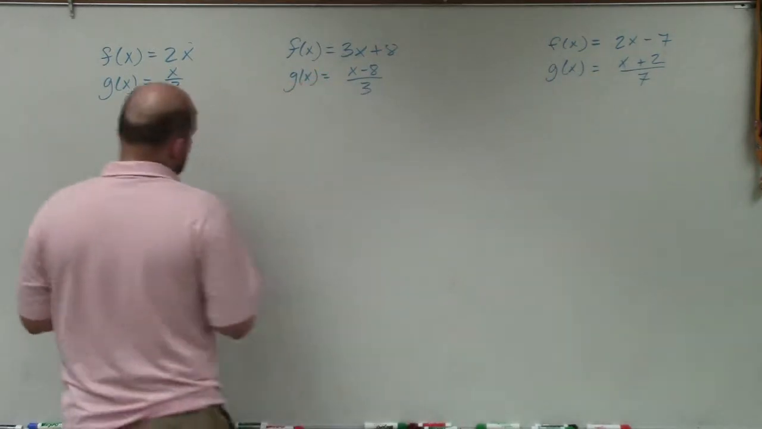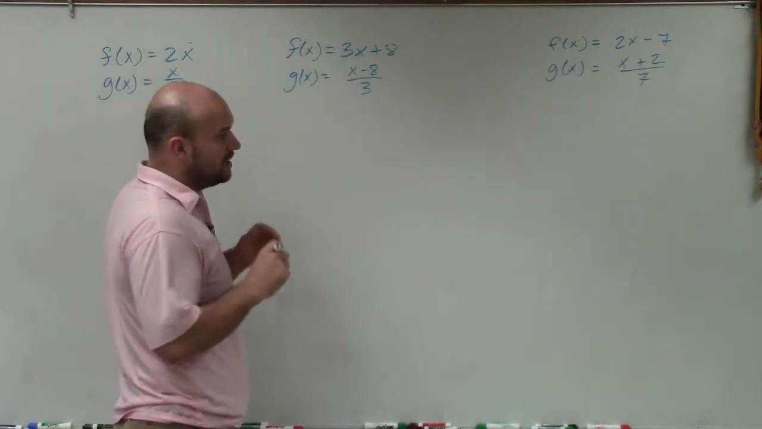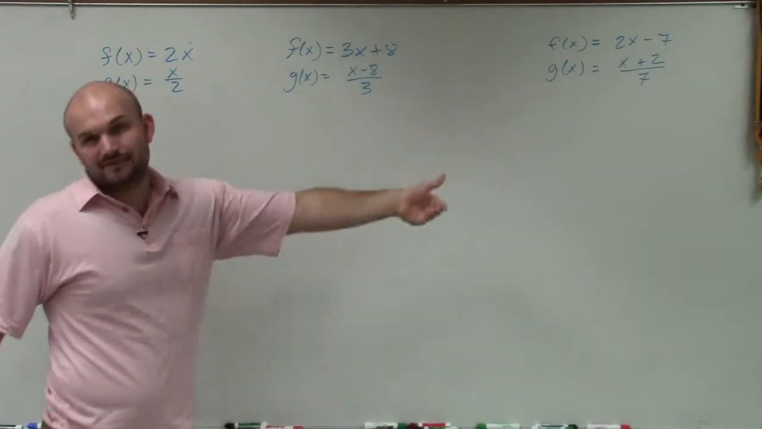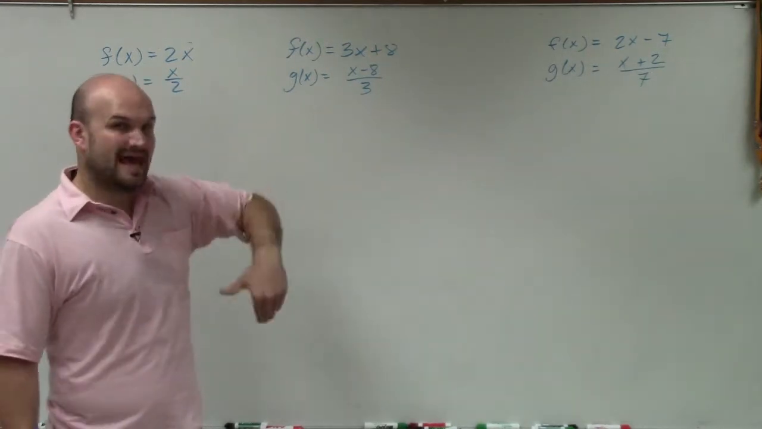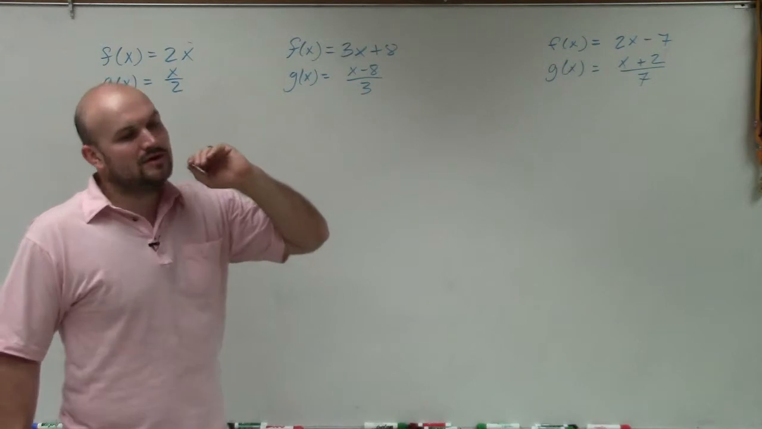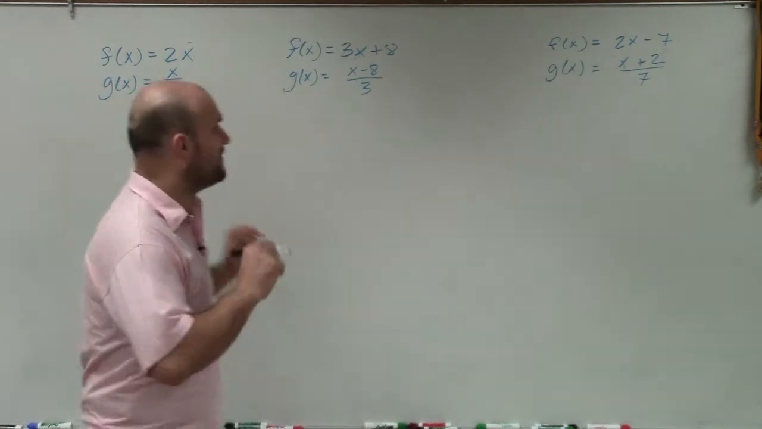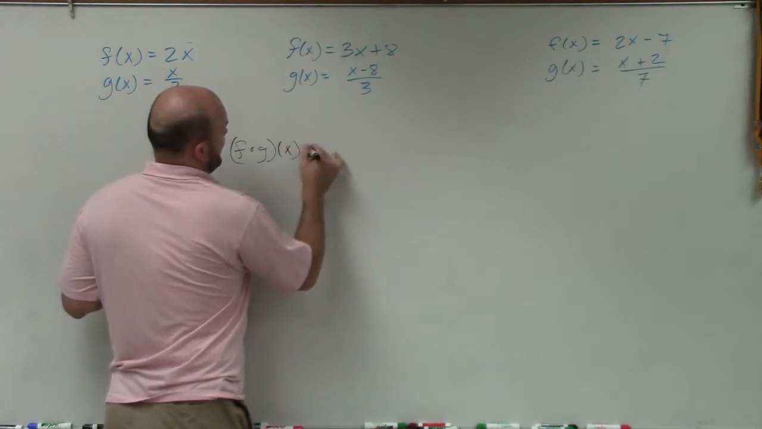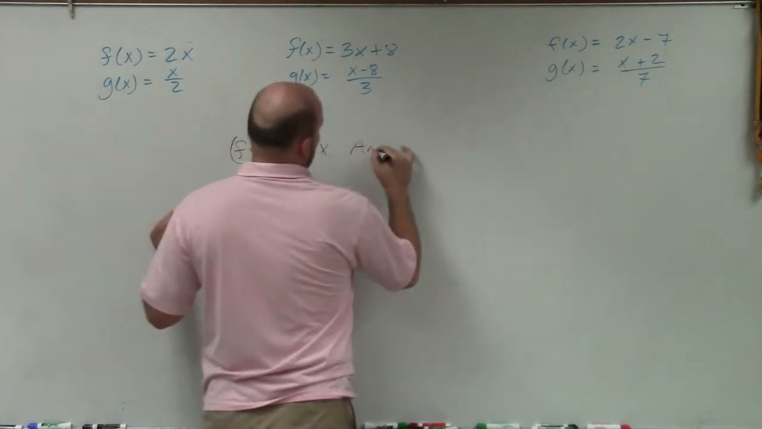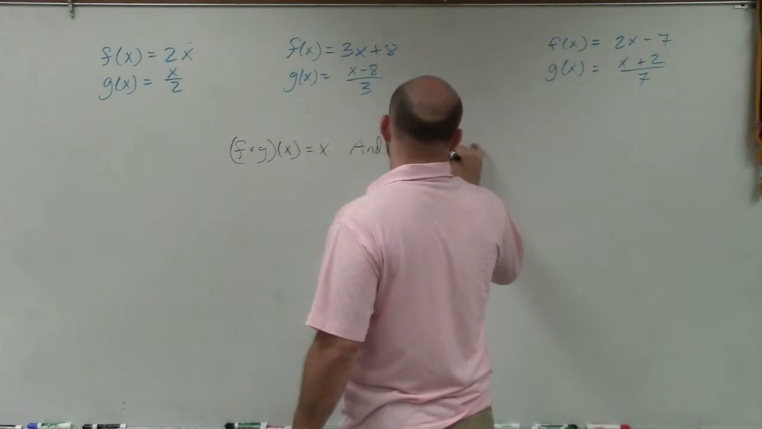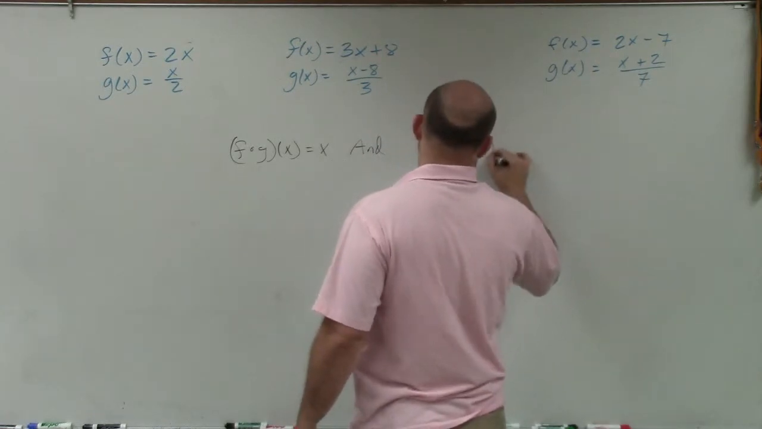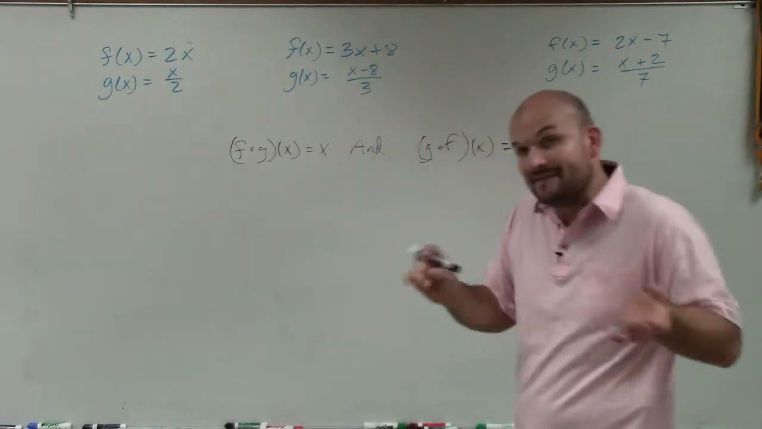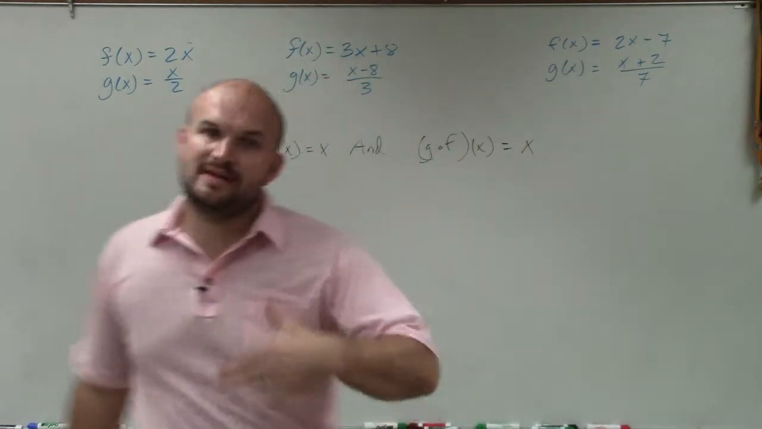So again, we talked about how to find the inverse of a function, but to prove that they are absolutely inverses of one another, we have to be able to show that f of g of x is equal to x and g of f of x is equal to x. So they both have to be true for us to show that they are inverses.